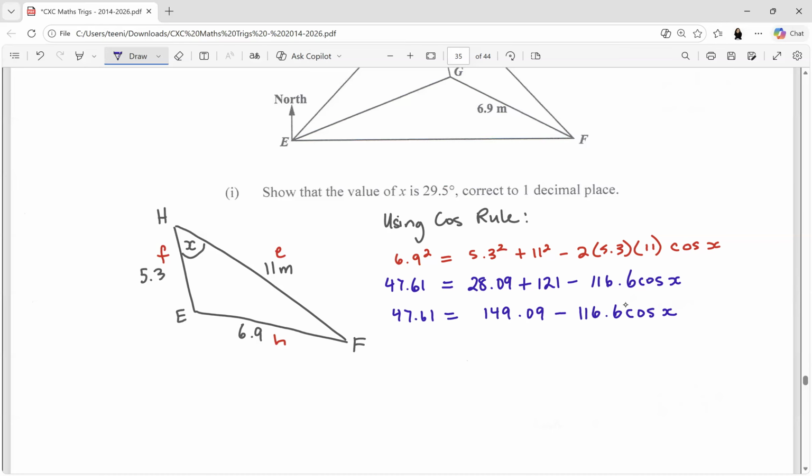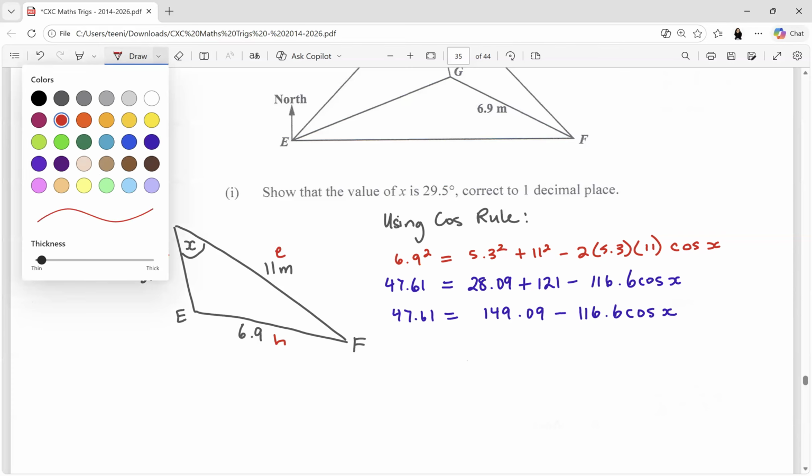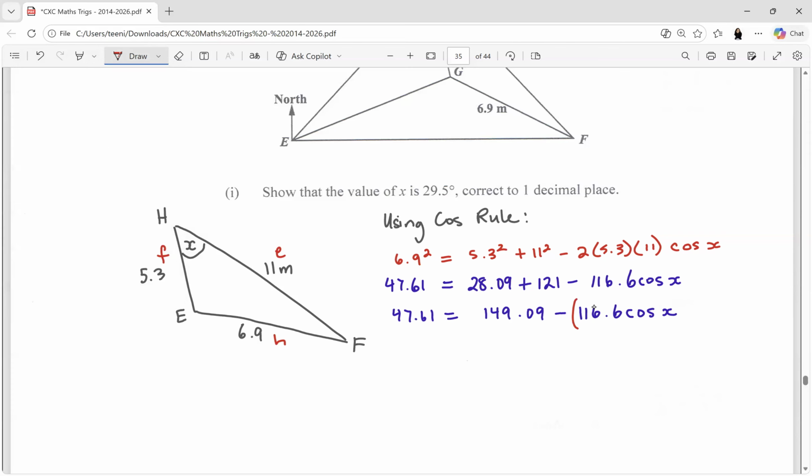You cannot do that because this 116.6 is part of cos x. I'm going to put it in brackets there so that you know that you cannot actually minus it. This is one term, right? So this is 116.6 multiplied by cos of x. So you cannot take it away from the 149.